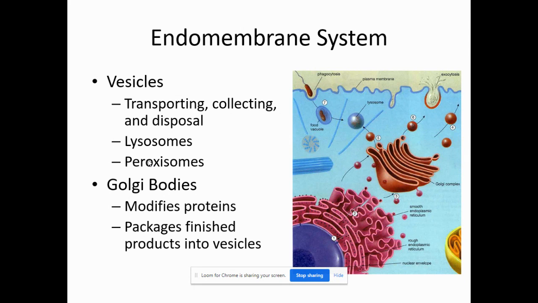Vesicles that bud from the endoplasmic reticulum are called peroxisomes, and they break down fatty acids, amino acids, and toxins. Vesicles that bud from Golgi bodies are called lysosomes, and they have very powerful enzymes that break down organic molecules. As you can see here, you have parts of the Golgi body or Golgi complex budding off to become lysosome vesicles.